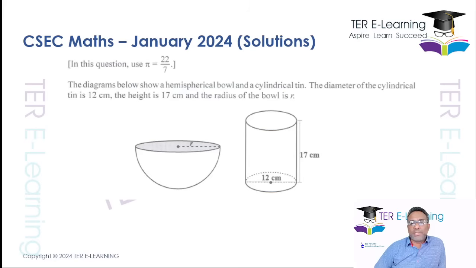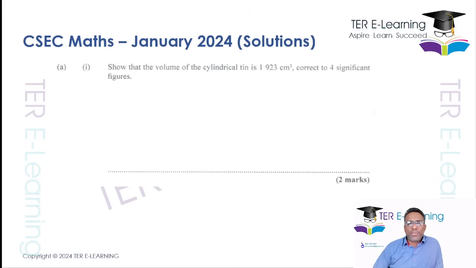So next question, question 6. The diagrams below show a spherical bowl and a cylindrical tin. The diameter of the cylindrical tin is 12 and the height is 7, and the bowl has a radius of r. Now what do we want to do here? Show that the volume of the cylindrical tin is... okay, so volume is given by pi r squared h for a cylinder.